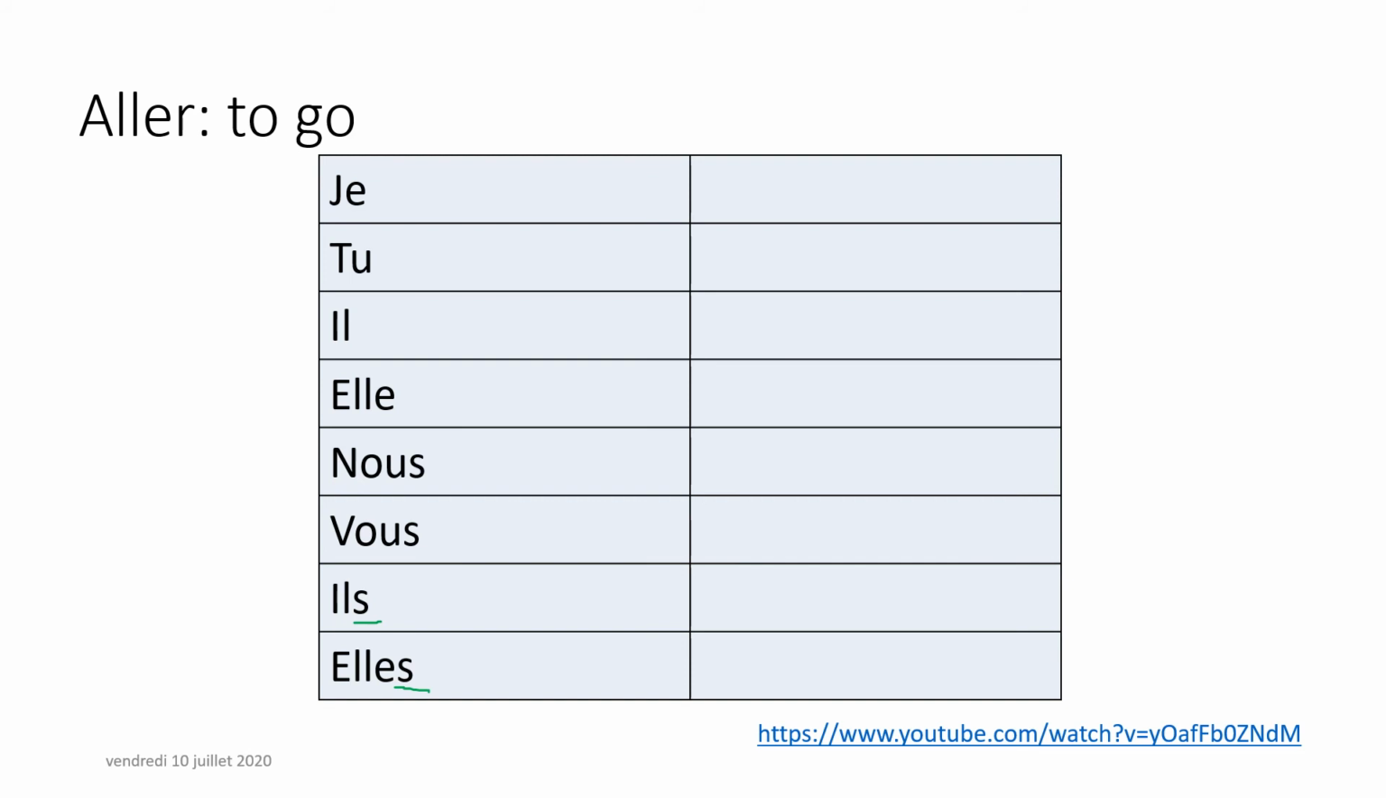Je vais, I go. Tu vas, you go. Il va, he goes. Elle va, she goes. Nous allons, we go. Vous allez, you plural go, more than one you. Ils vont, they, the boys or the boys and the girls go. Elles vont, the girls go. They, the feminine people, go.